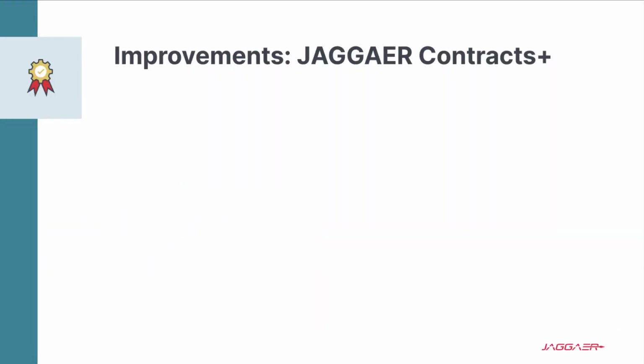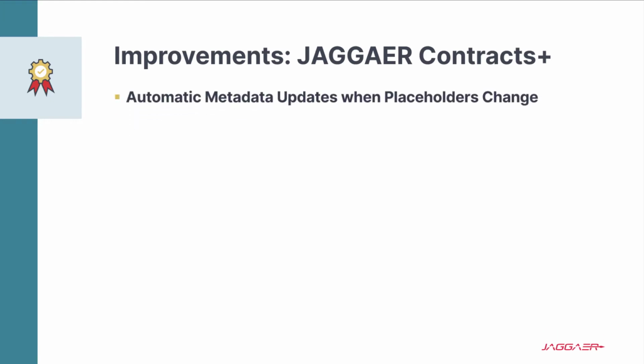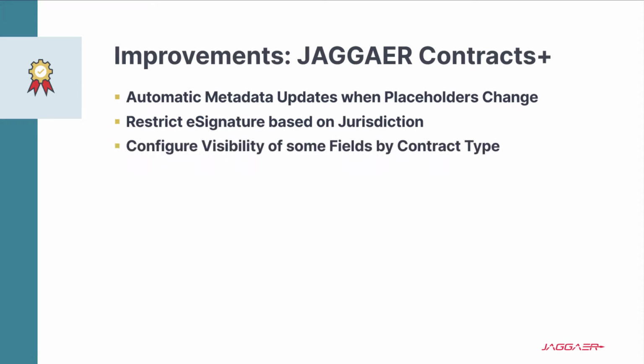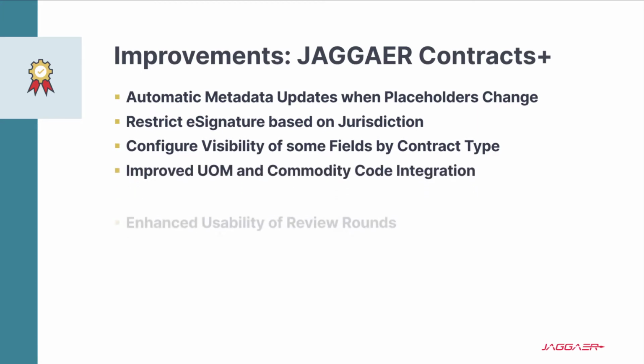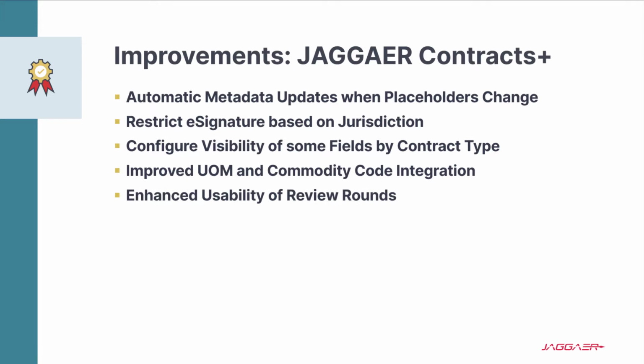There have been many improvements to the JAGGAER Contracts Plus solution this release, including automatic metadata updates when placeholders change, the ability to restrict e-signature based on jurisdiction, a new way to configure visibility of some fields by contract type, improved unit of measure and commodity code integration, enhanced usability of review rounds, along with additional enhancements.